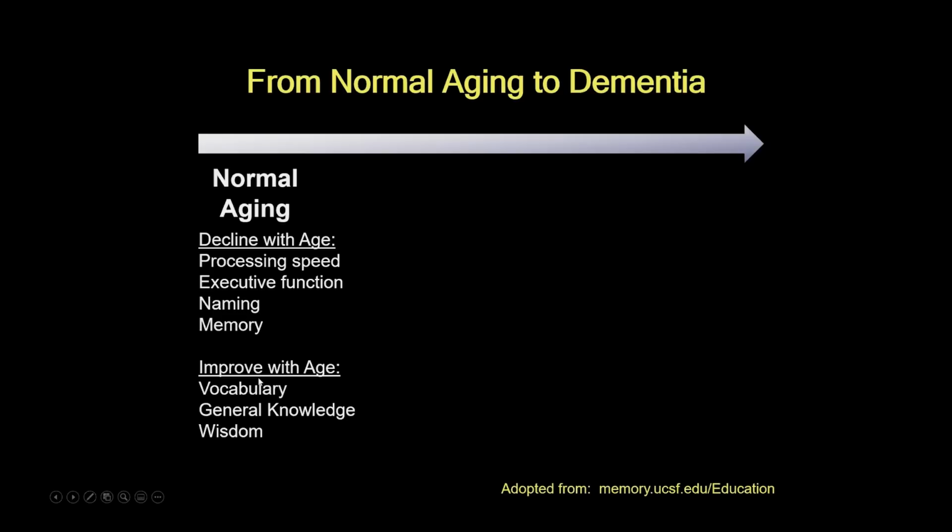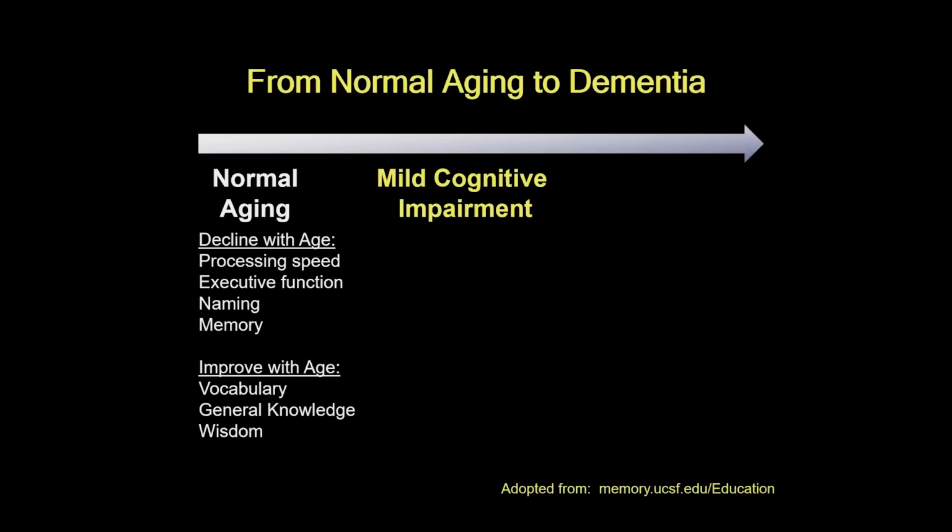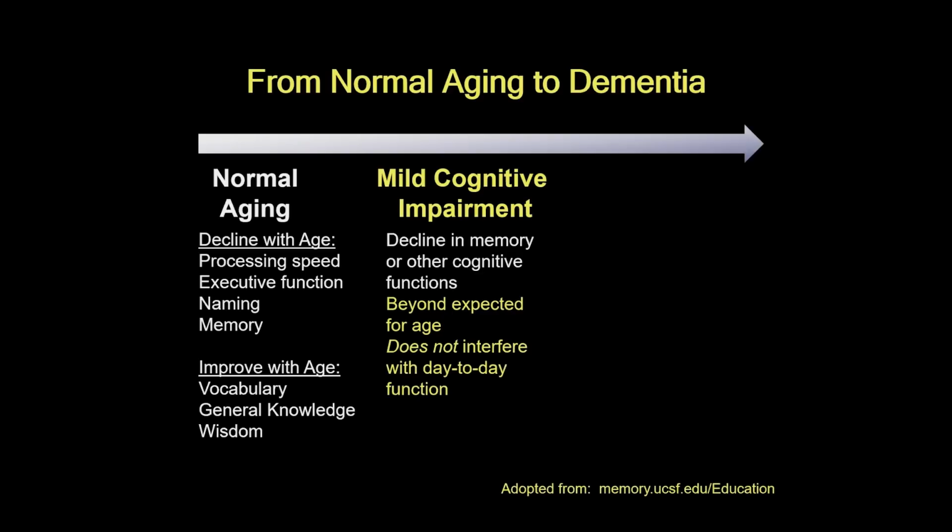Now, happily, there are also things that improve with age, like our overall vocabulary, our general knowledge, and our wisdom. And I think that more than makes up for some of these more minor changes that we see in cognition. But some people are not aging normally. And there is a transition state called mild cognitive impairment, or MCI. And what that means is that there is a decline in memory or other cognitive functions that is more than we would expect for age, but that it's not yet significant enough to interfere with day-to-day functions.